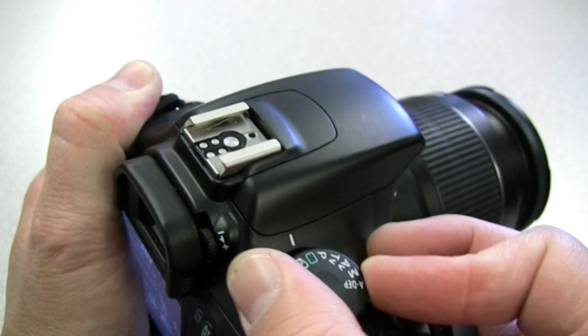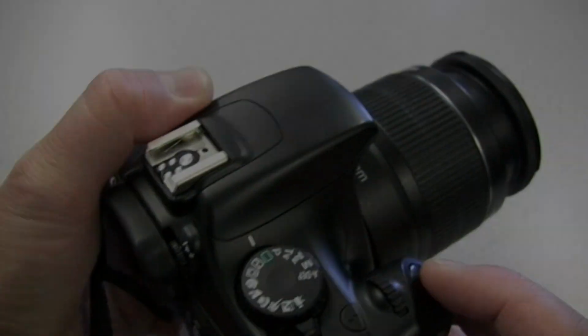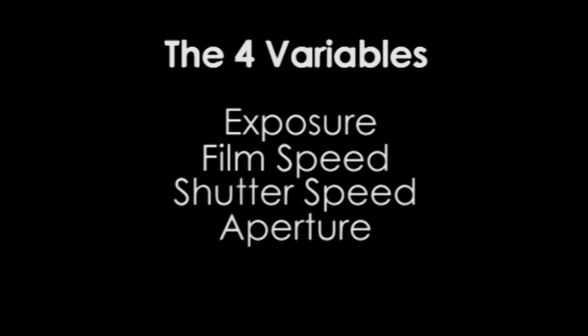The automatic modes work really well. However, if you want to take things a step further, you need to be aware of the 4 variables. These are exposure, film speed, shutter speed, and aperture.